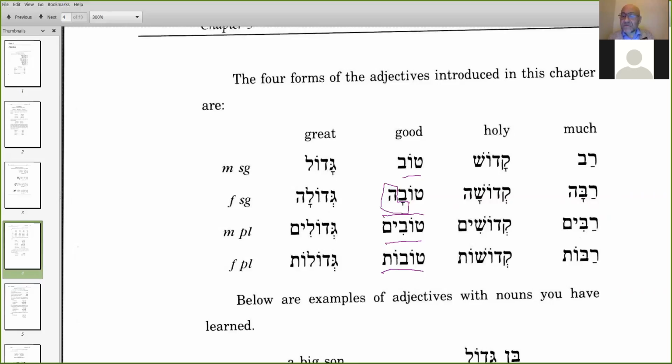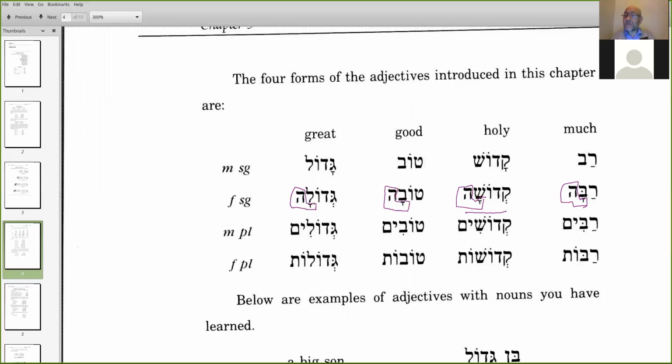So it's good to, you don't have to necessarily remember every single nuance of spelling, but you should know the pattern. For example, notice that this pattern is the same here. I'm going to look at tova. Notice the kametz he. Let's go over here now to kadosha. Notice the kametz he. You see what I'm talking about by the pattern? How about rabbah? These are all feminine singular forms of the adjective. Rabbah for much, and the same thing over at gadolah.